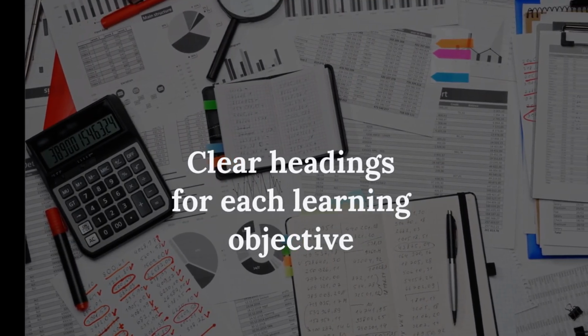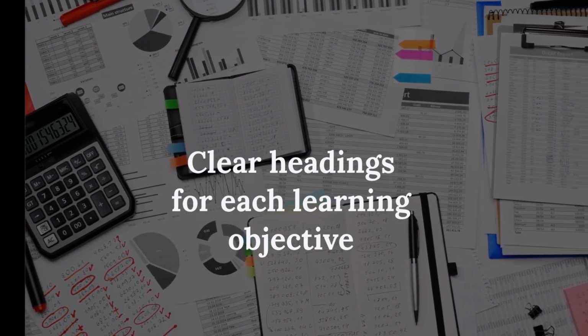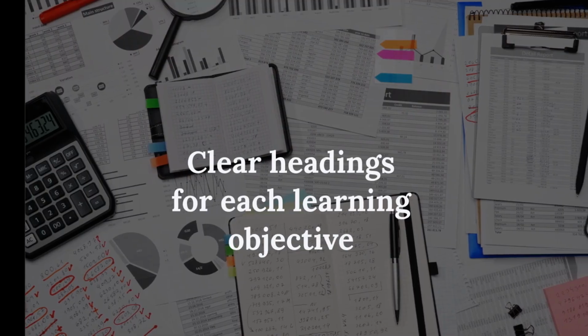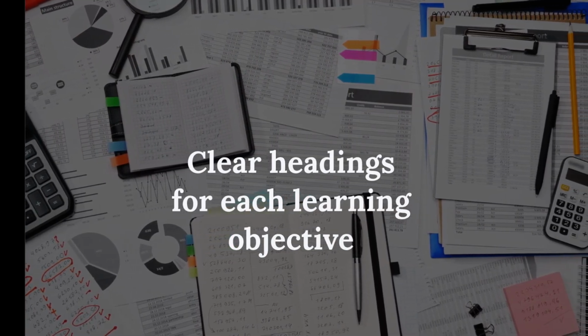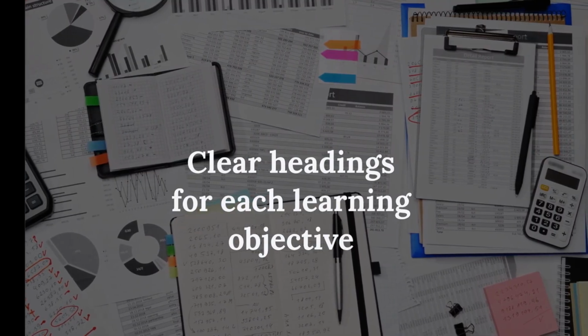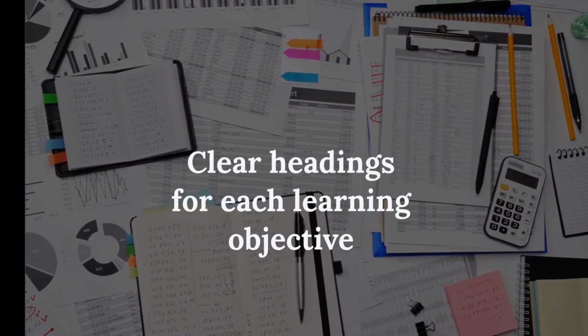Assignments should have clear headings for each learning objective. Start with definitions and explain structures before functions. Use tables for comparisons and include labeled diagrams. End with a Harvard reference list. This structure ensures clarity and organization.